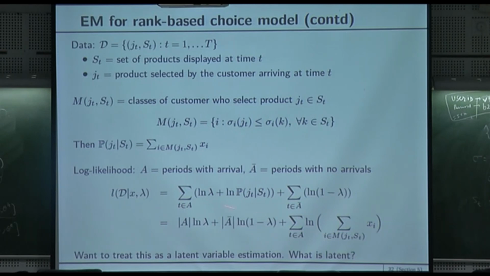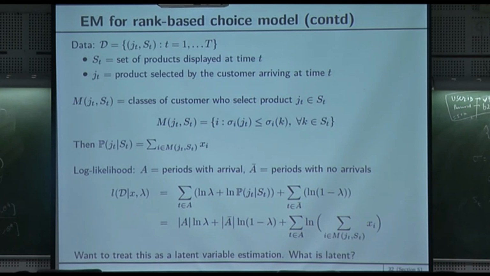I just look at these quantities, and what is lambda here? We have done this multiple times. What is the optimal value of lambda? It's just the size of A divided by the total number of time periods. That's going to be the lambda, which is pretty reasonable. That goes away. This guy, we are back in our story. I have a log, but I have a summation inside.